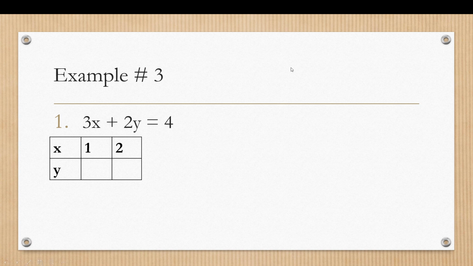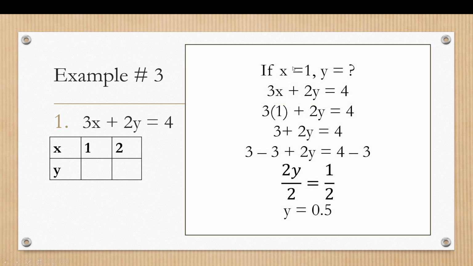Now let's try solving for the values of y. If x = 1, then we will have the equation 3x + 2y = 4. Substitute the value of x, which is 1. 3 multiplied by 1 plus 2y = 4. We will have 3 + 2y = 4.